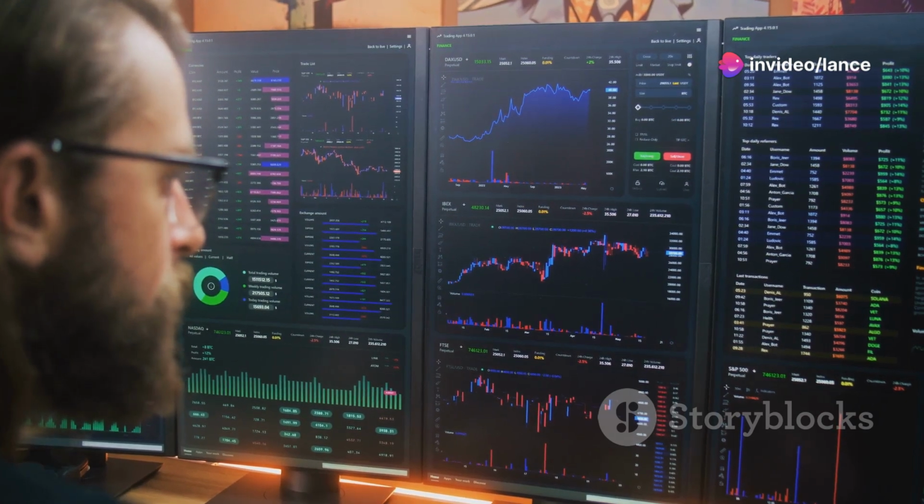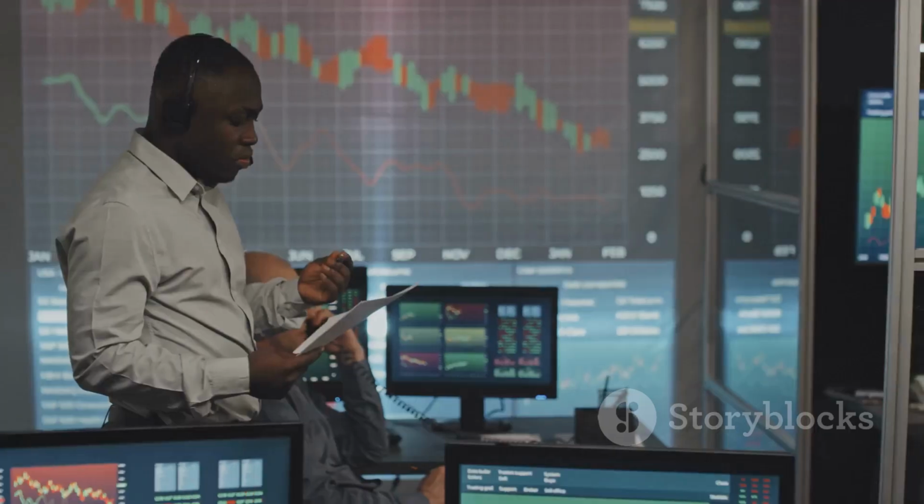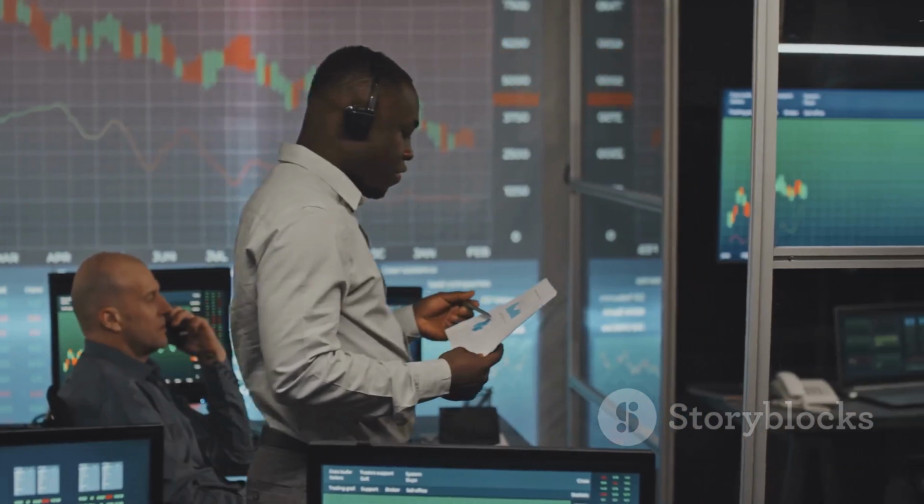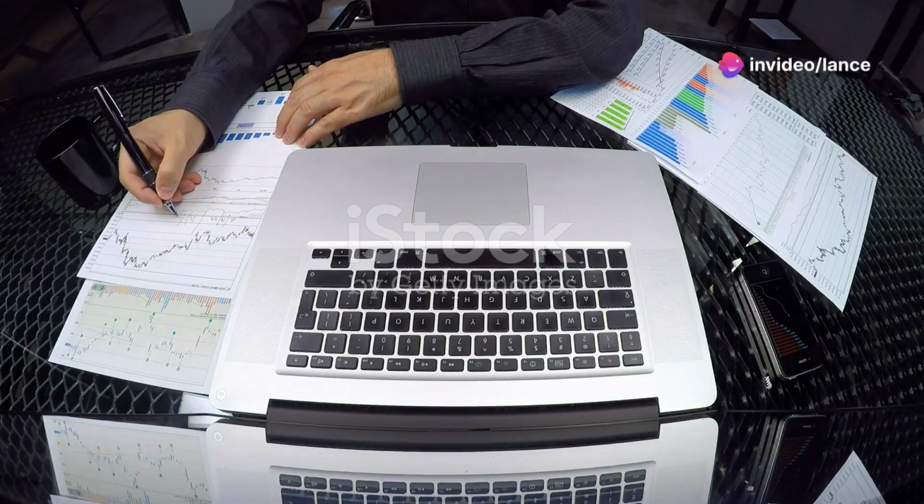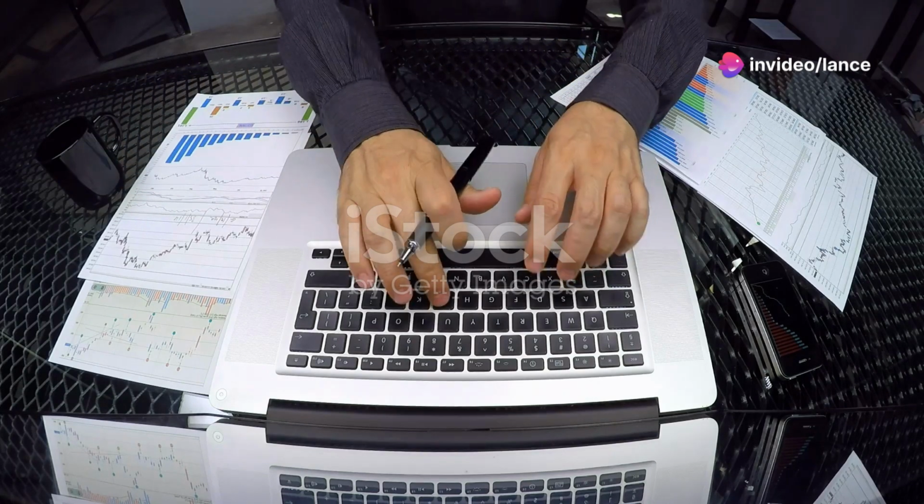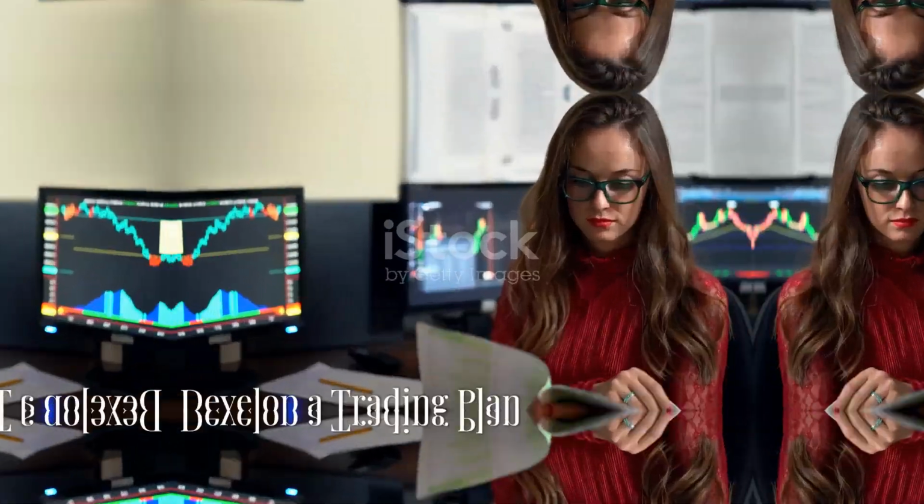Both backtesting and forward testing are essential steps in the signal validation process. They help you gain confidence in your strategy and identify any areas for improvement. Remember, past performance is not necessarily indicative of future results, but it can give you valuable insights.